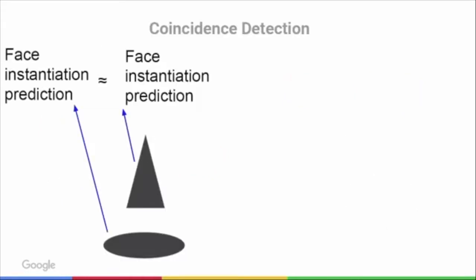So for example, we could have a capsule which has learned to detect a triangle, which could be the nose of a face, and a capsule which has learned to detect an ellipse, which could be the mouth of a face, and these will both make instantiation parameter predictions for a capsule which has learned to detect a face.